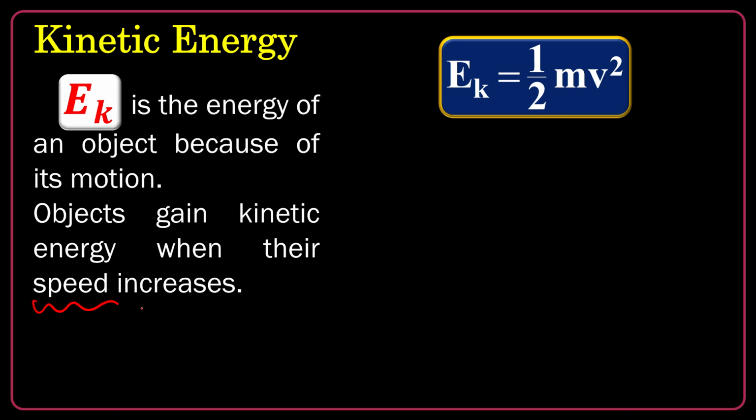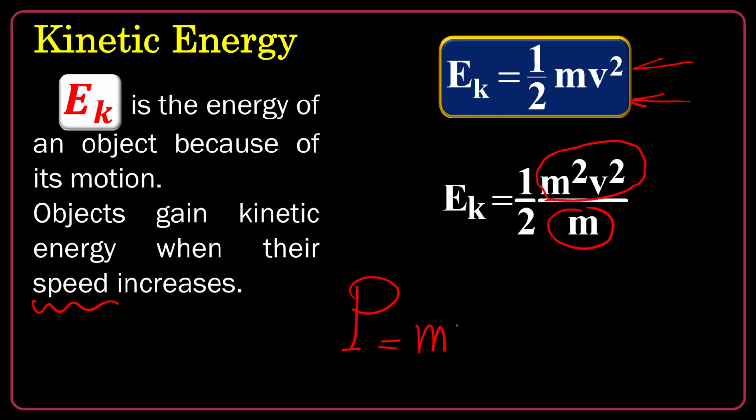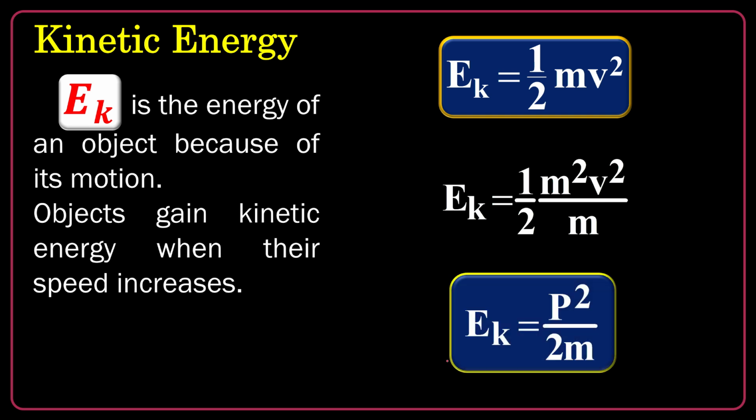Another form of the kinetic energy is when you make a small change on that. Let's multiply upstairs and downstairs by a constant like mass. Consider the constant mass for the object. Upstairs I have m squared v squared, downstairs m. You remember momentum of the object was m times v, mass times velocity, and the magnitude of momentum is mass times speed. So here upstairs I have momentum squared.